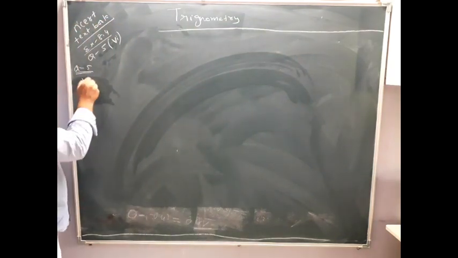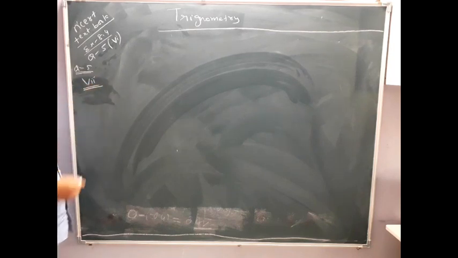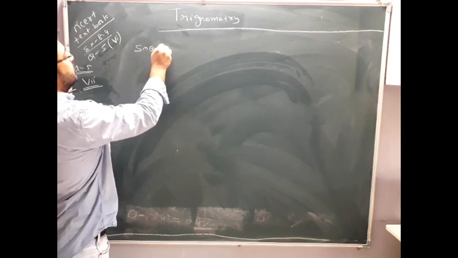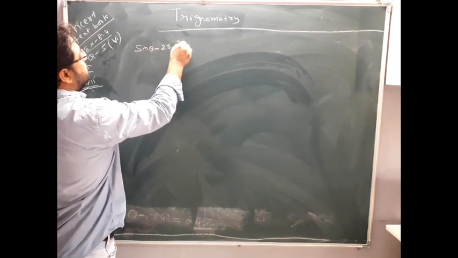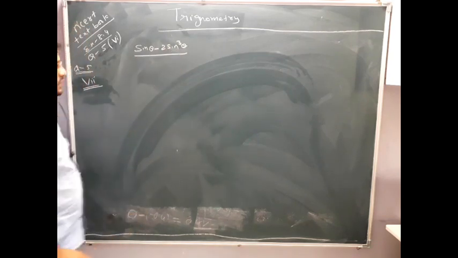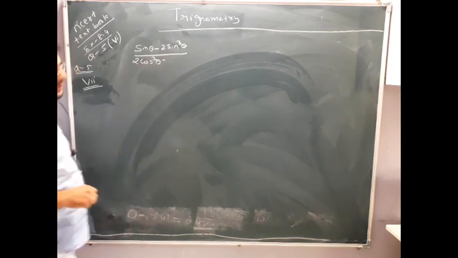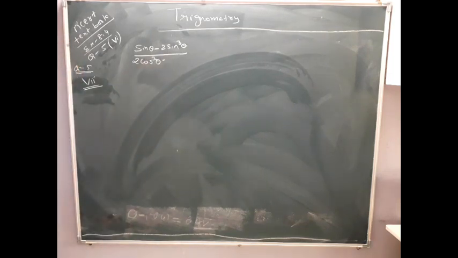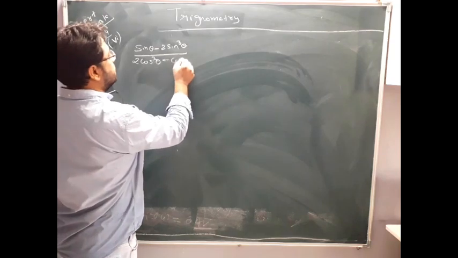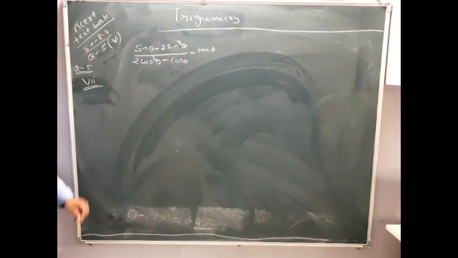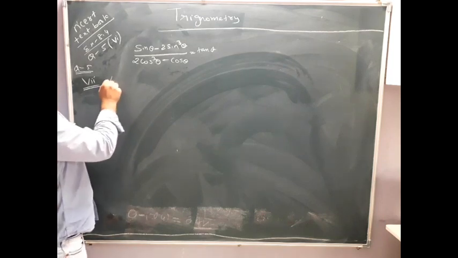Seventh problem. Sin theta minus 2 sin cube theta. This problem is a bit important, not confusing, but it is very important and easy also. 2 cos cube theta. Please keep your textbook open so that you can see the question perfectly. Minus cos theta equal to tan theta. Clear?